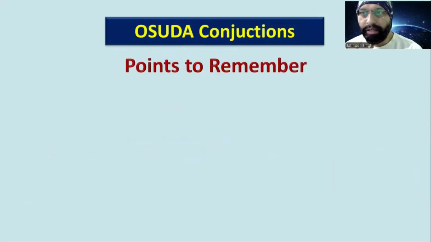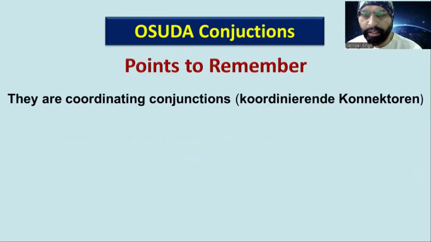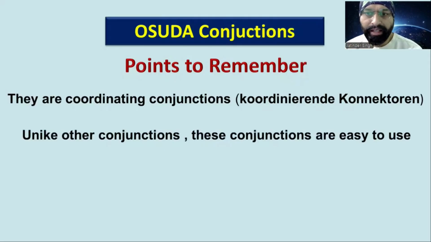So let's start. The first thing, points to remember. I will explain you 3 important points which you have to keep in mind while making sentences with these conjunctions. The first point, they are coordinating conjunctions, koordinierende Konnektoren. The second point, unlike other conjunctions, these conjunctions are easy to use.